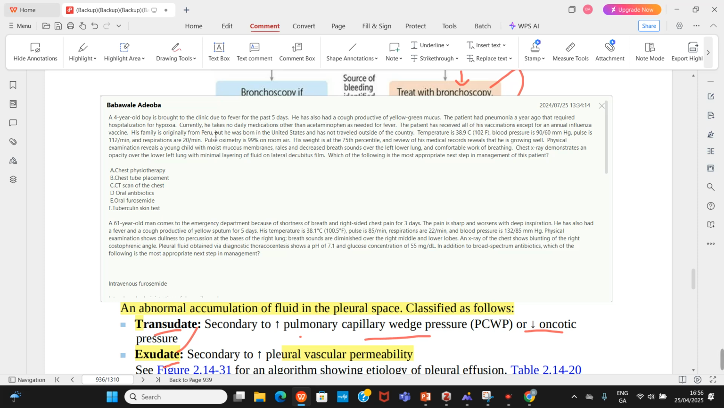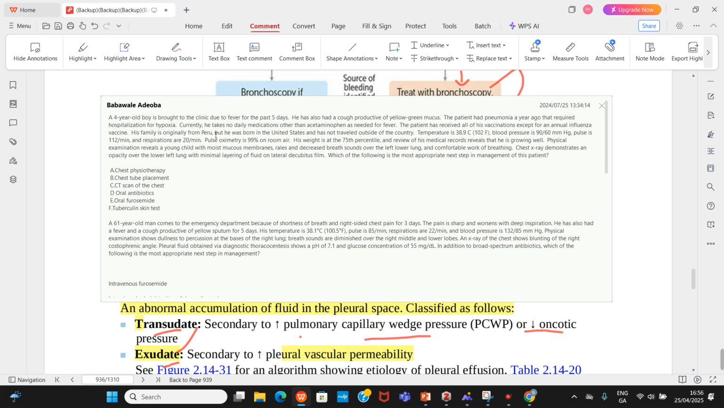Is it a loculated pleural effusion? Chest tube placement? It's not loculated. They said minimal layering. Okay, CT scan of the chest? We did not talk about CT scan today. They've done an X-ray already. They've seen the pleural effusion.